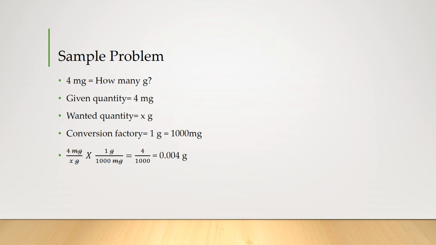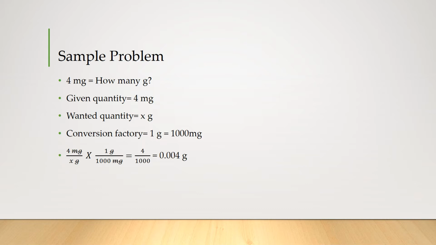As you can see, there's 4 milligrams, and we want to know how many grams that's going to be. So our given quantity is 4 milligrams. And the wanted quantity, it's algebra, x grams. And so our conversion, we have to know the conversion, 1 gram equals 1,000 milligrams. So you'll see in the problem that I have 4 milligrams over x grams times 1 gram over 1,000 milligrams.